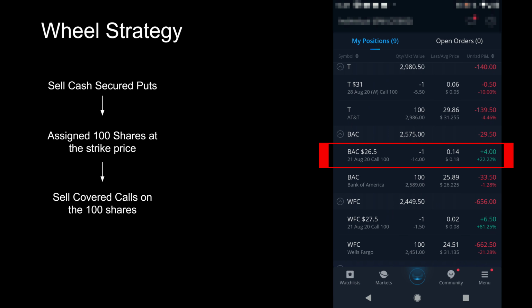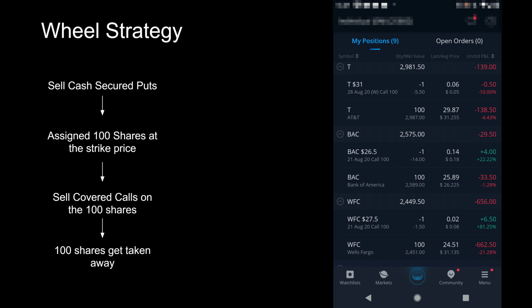So that's pretty sweet, guys. And if the contract expires worthless, we still keep the $18 as the premium. And then the next week we do another covered call. Eventually, we will get exercised, and we will have to sell our 100 shares. And then once you get those shares taken away, you're just going to flip it back around and start selling cash secured puts again, because you have the $2,650 in our case.